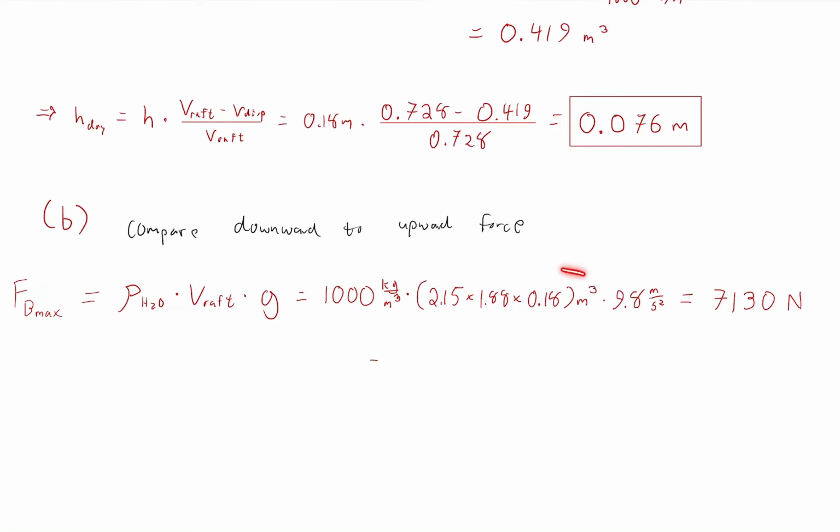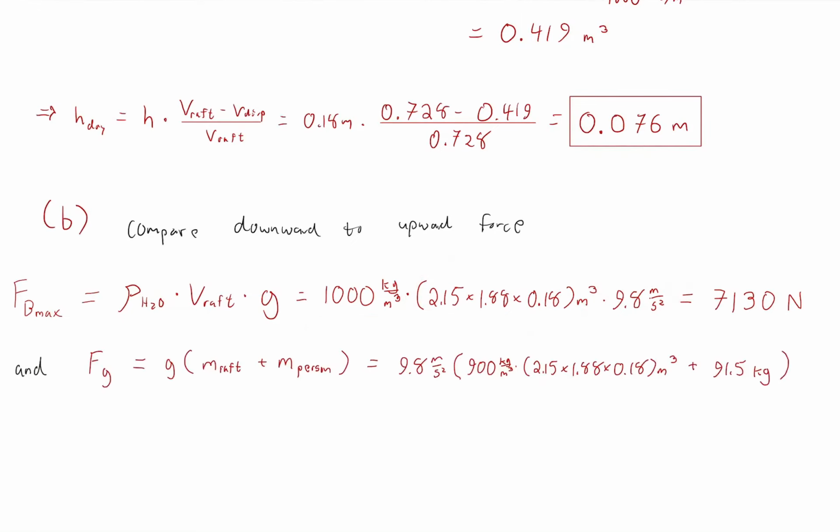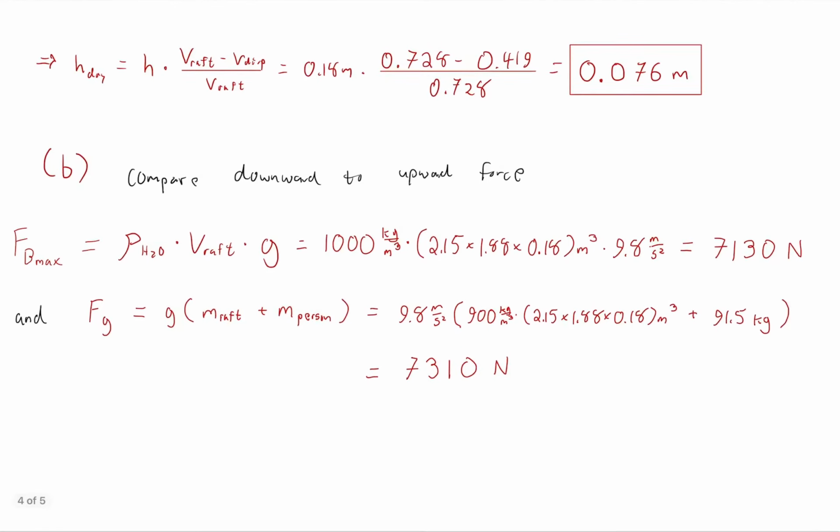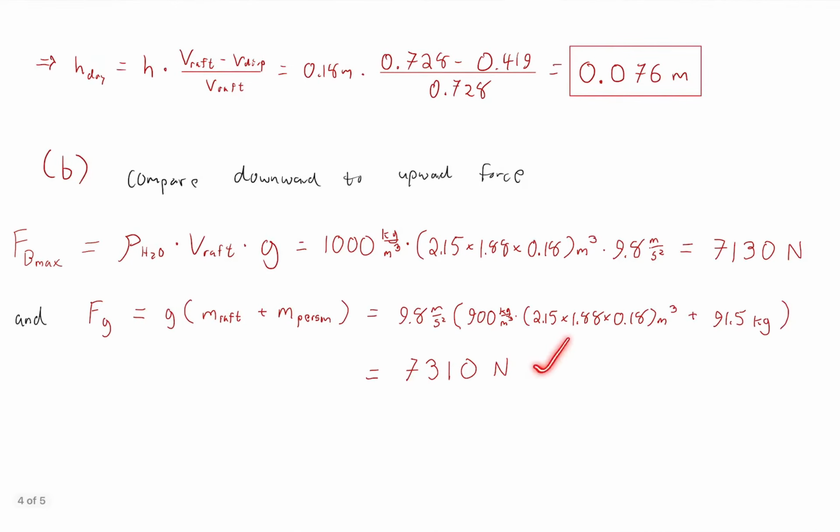Here this is the total volume of the raft, this is the density of water, and that's gravity. Then let's do the gravitational force. The gravitational force is going to be the combined weights of the two things, so gravity times the mass of the raft plus the mass of the person. The mass of the raft is given by the density of this rosewood times the volume, and the mass of the person is given as 91.5 kilograms. So let's check it out. We get 7,310 newtons.